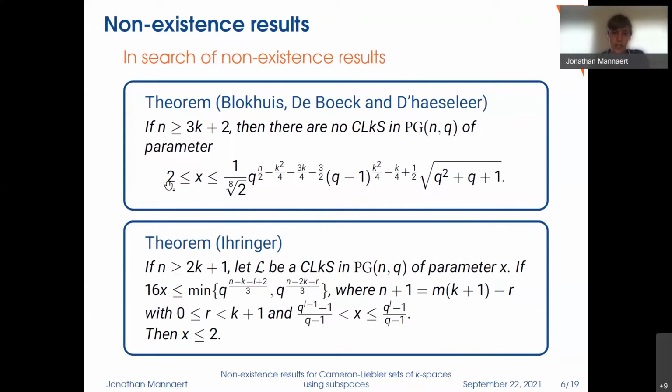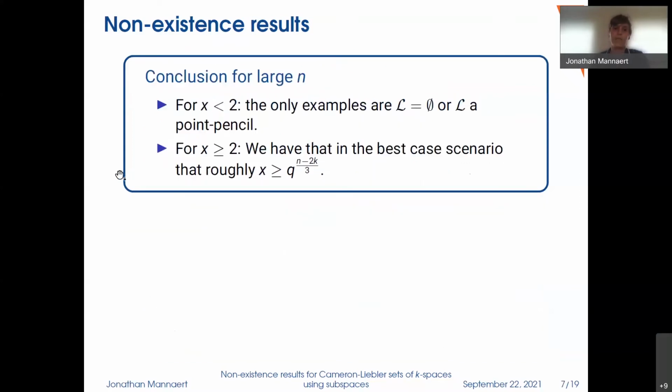But to make things easier, I have the following conclusion, where for sufficiently large n, we know that for the parameter x smaller than 2, we only have the trivial examples like the empty set and the point pencil. For x bigger or equal than 2, we have in the best case scenario, and this is in fact a combination of these two theorems in the previous slides, a non-existence till q to the n minus 2k divided by 3. So x should be bigger than this size. I say that this is the best case scenario because it's often much worse than this.